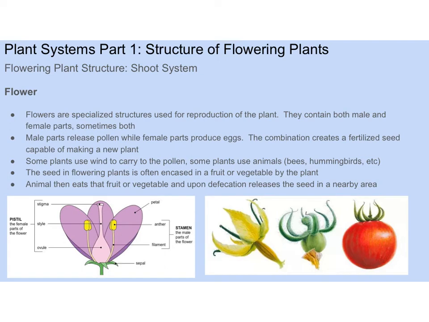Okay, the next part is the flowering. The flowers are specialized structures used for reproduction of the plant. That's what they're using the flowers for. It's their form of reproduction. They contain both male and female parts.